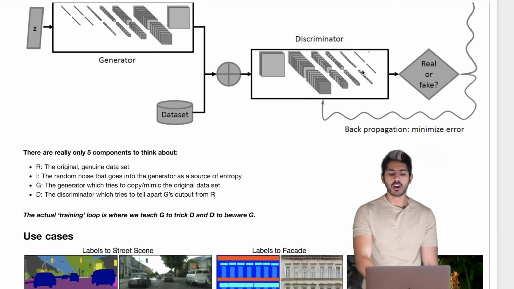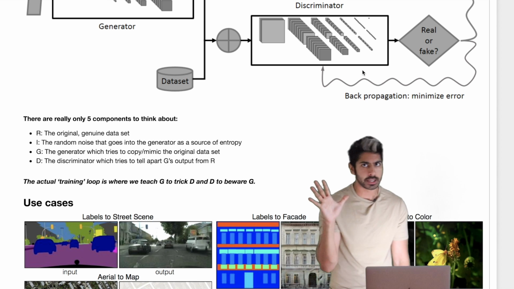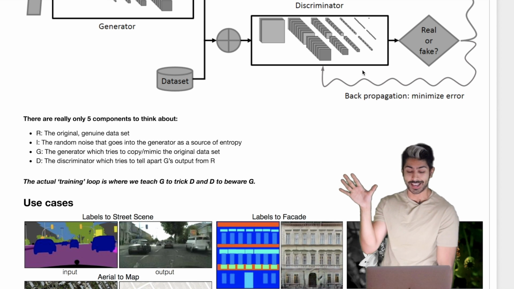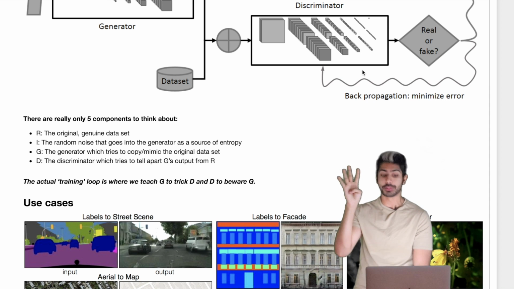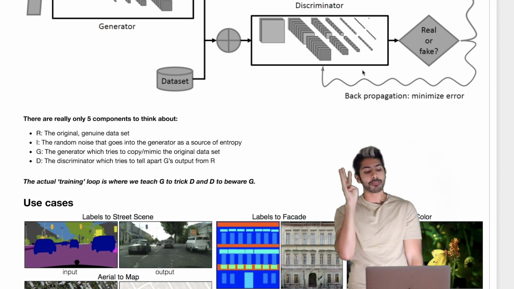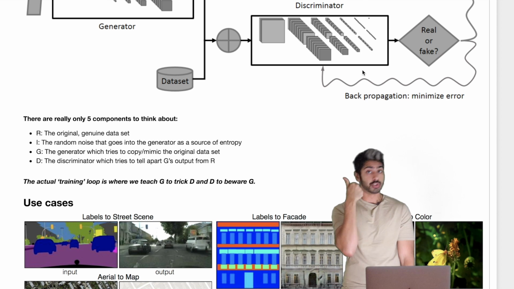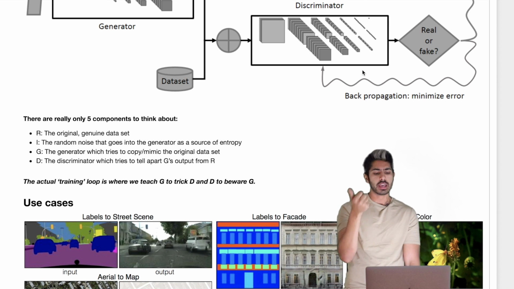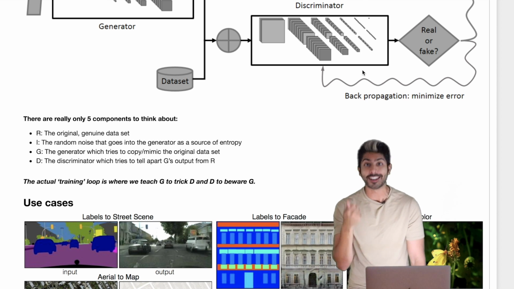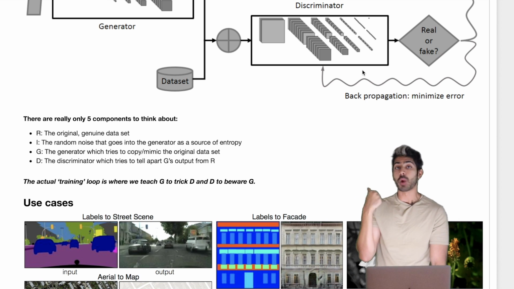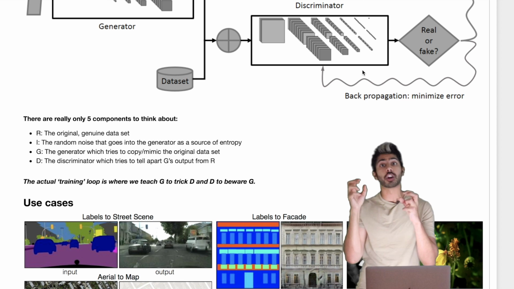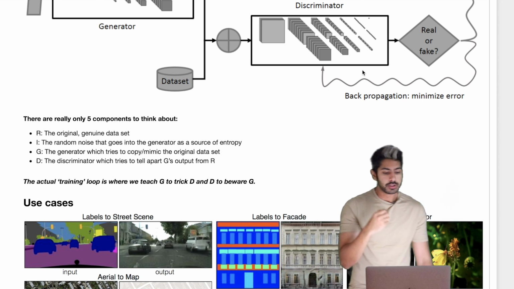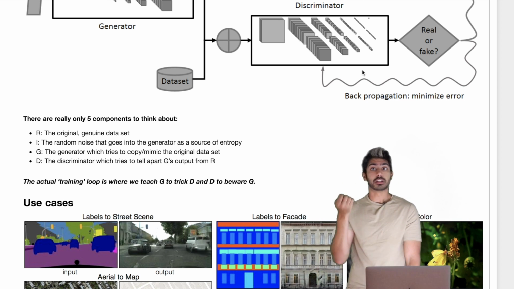So you might be thinking, okay, this sounds really complicated. I don't know what this looks like. But let me tell you this. There are really only 4 components. I know I put 5, but there are really only 4 components to think about here. You have R, the genuine data set, whatever that is, images, videos, whatever that data set is. And then you have I, which is the random noise vector, which is the kind of starting point that the generator uses to generate anything. You have G, the generator, and you have D, the discriminator, right?